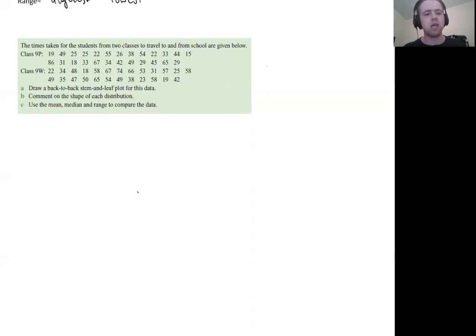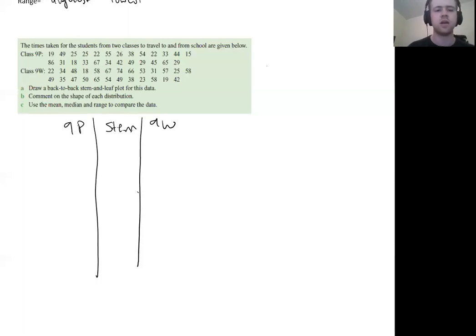Remember, we can do a stem and leaf plot where we take the first digit as the stem, and then the second digit will be our leaf. And we can put this back to back by having leaves on either side of the stem, representing the two different data sets. So we'll have 9P, and then our stem in the middle, and we'll have 9W next to it.